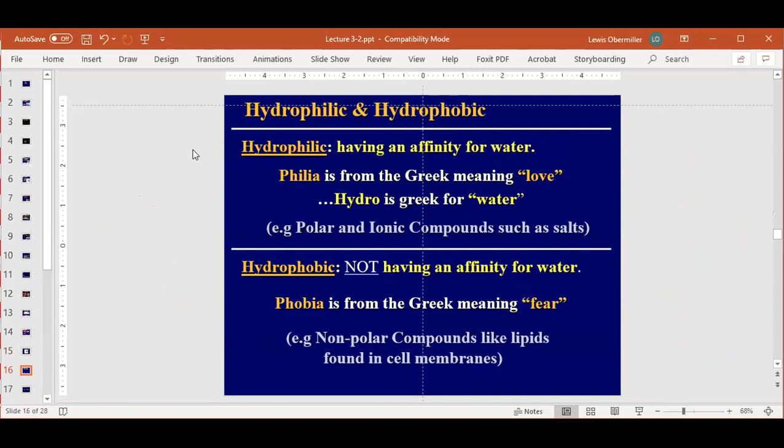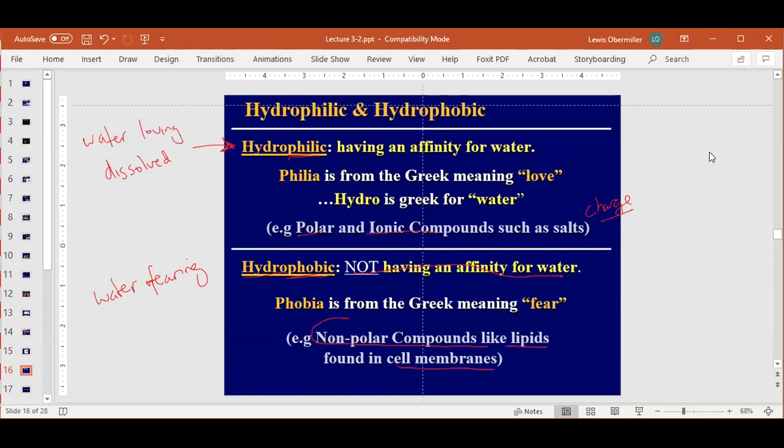So that brings us to the next thing. When we talk about whether water can dissolve something or not, we use the words philic and phobic. Philic means loving, phobic means fearing, and hydro is water. So if it's water loving, then it can be dissolved, and that means it's polar or ionic, right? It has to have a charge. Hydrophobic means it's water fearing, so it doesn't have an affinity for water. These are non-polar molecules like the fats we just talked about.